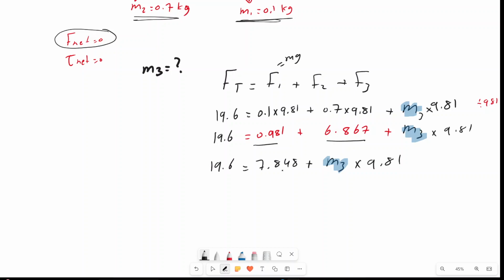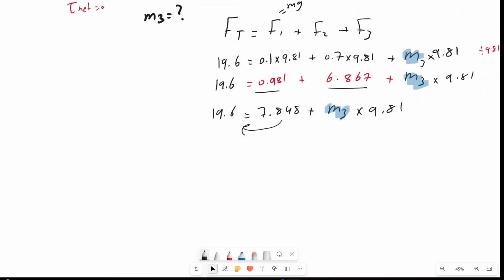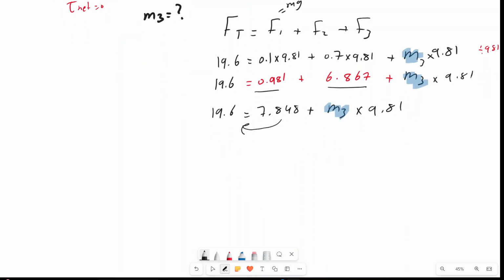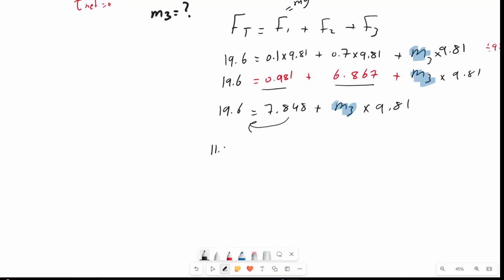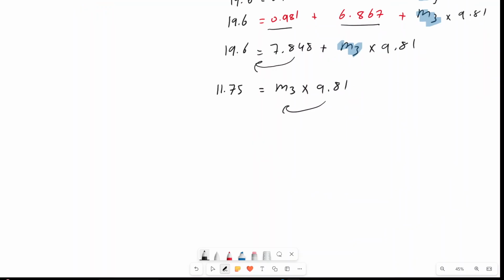What do I do now? I'll have to take this quantity to the other side, so I'll subtract it. It will be 19.6 subtracted by 7.848, and I'll get 11.75 equals M3, also multiplied by 9.81. And what do I do? I take 9.81 this time to the other side, becomes a division. So this is divided by 9.81, and the value that I will get will be 1.2 kilograms. That's M3. So that's how you solve it.